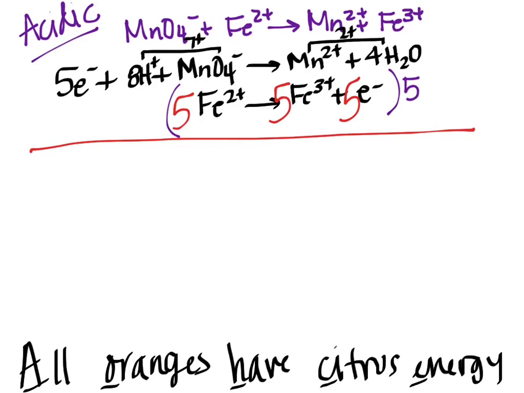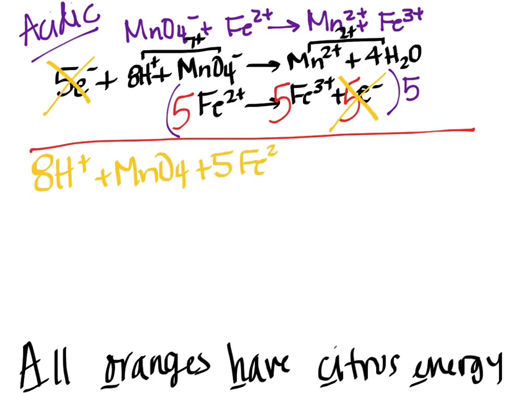And we go back and we're going to clean it up. So if it appears on the reactant side and it appears on the product side, we can cross it out. It goes away. We have 8 hydrogens plus MnO4 plus 5 Fe2+, and we get Mn2+ plus 4 waters and 5 Fe3+. And that should match what we have at the top of page 7.